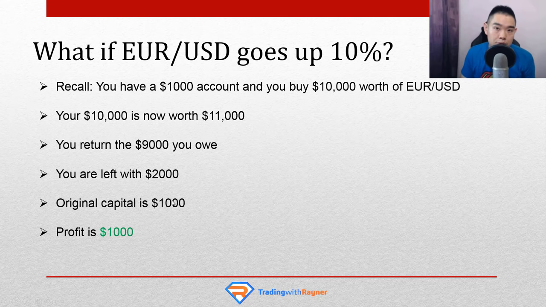What is the spread? Well, the spread, very simply, is the difference between the bid and the ask. Let's say, for example, Euro USD is trading at 1.3500. This is the bid. And the ask is trading at 1.3501. This is the ask. So the difference between the bid and the ask, in this case, is 1 pip. This is the spread on Euro USD.